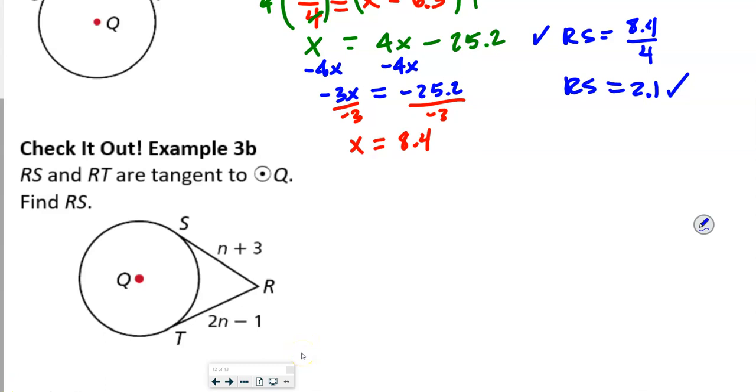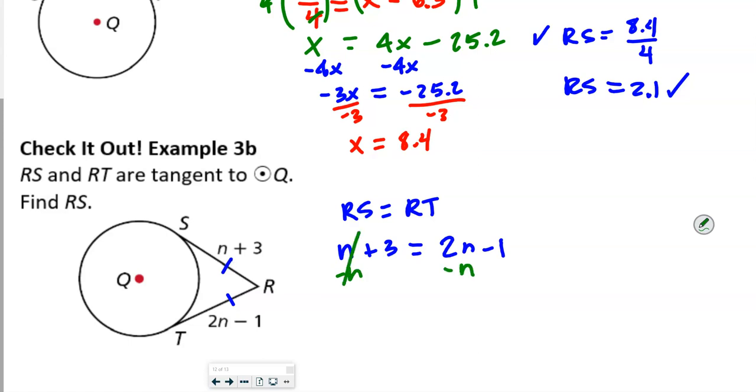So again, it says RS and RT are tangents. So if that's the case, then once again, we know that RS and RT are congruent, right? So we're going to say RS is equal to RT. So that's going to be n plus 3 is equal to 2n minus 1. So here we're going to subtract n from both sides. So that's now gone. So we got n over here, and we're going to add 1 to both sides. So n is equal to 4.